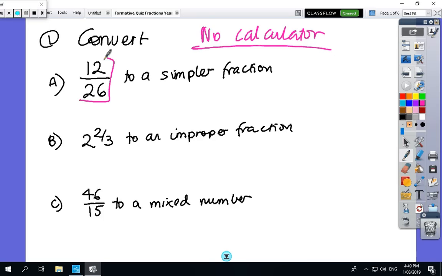Okay, so the first one is 2 even numbers, so we know if they're even numbers we can divide by 2. So 2 into 12 goes 6, 2 into 26 goes 13, and so that's the answer.